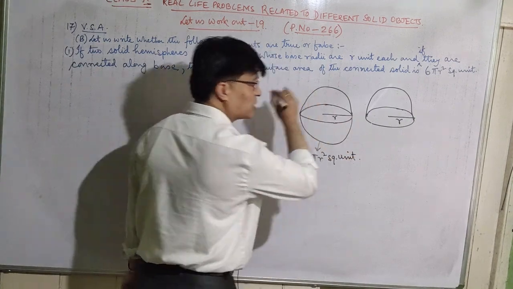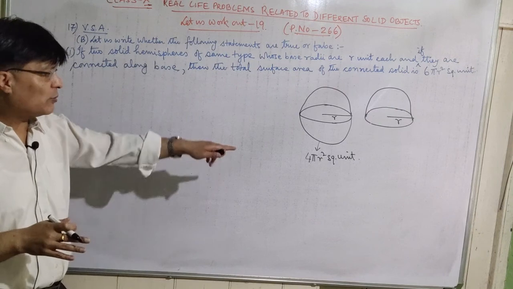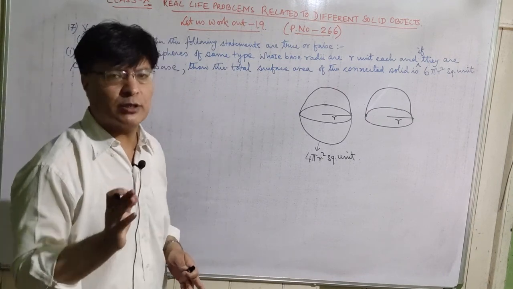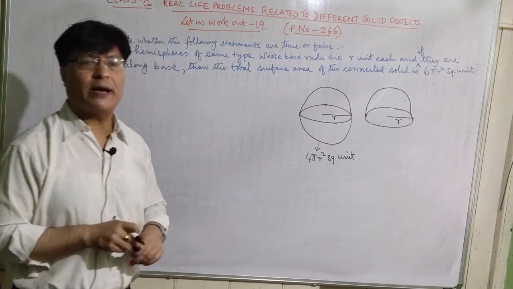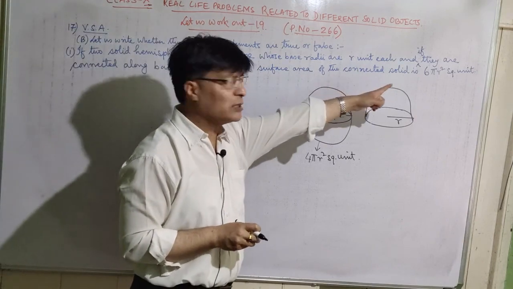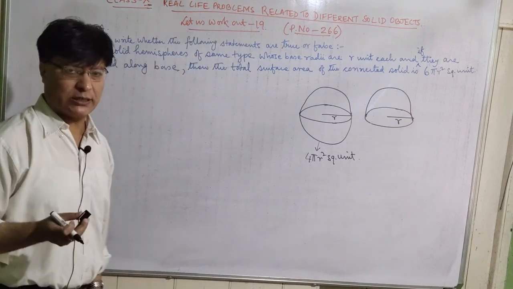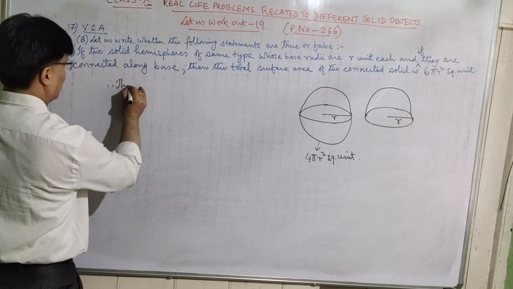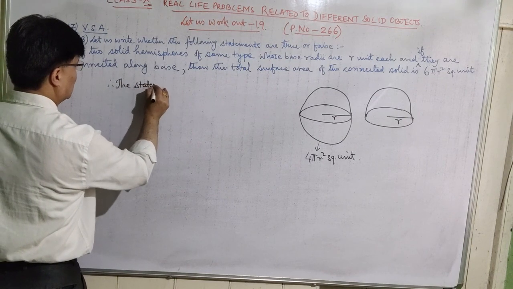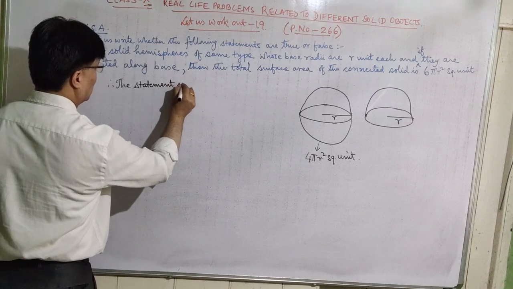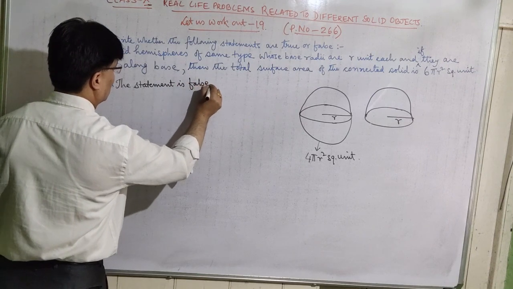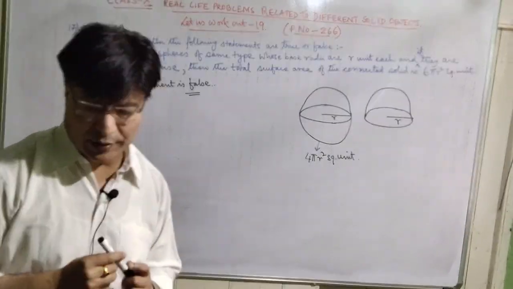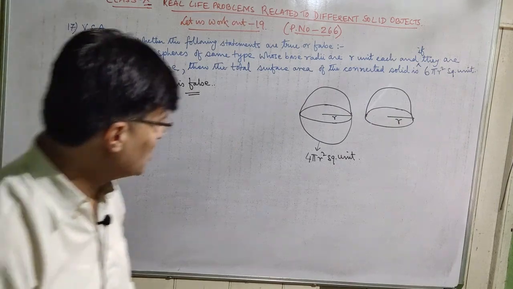That is the total surface area, the area around it, which is 4 pi r square unit. That is the formula for the total surface area of a solid sphere, which is equal to 4 pi r square unit. But it is not 6 pi r square unit. So the statement is false. So therefore, you can write here that the statement is false. Is that clear? So you can copy it. Now we'll do the next question.